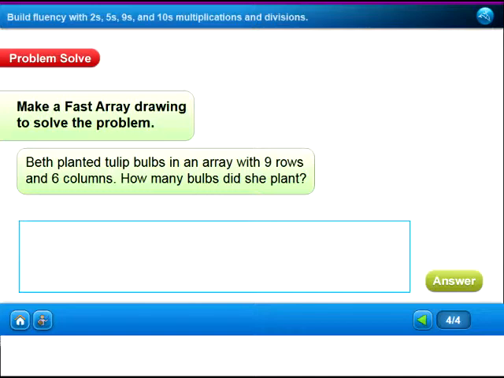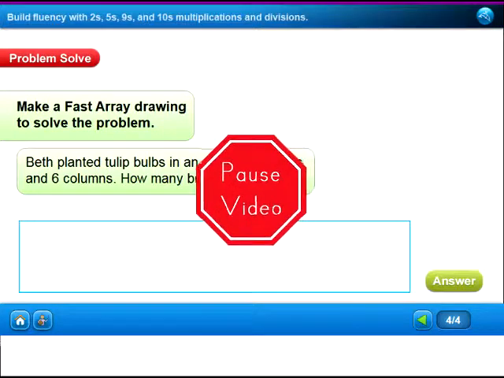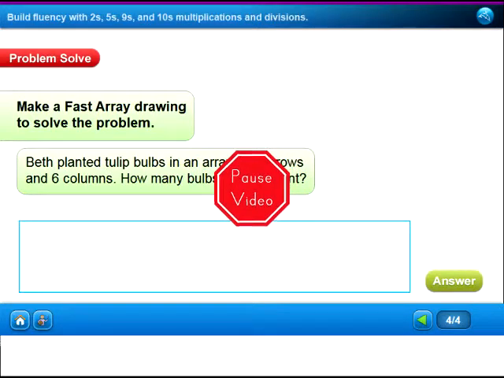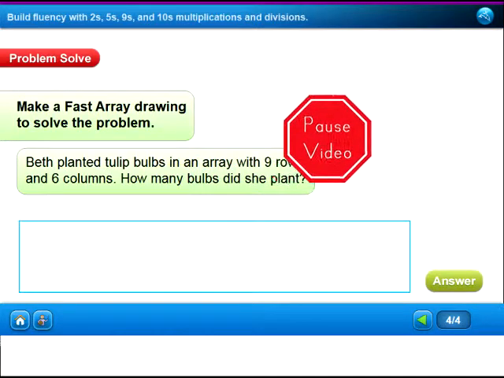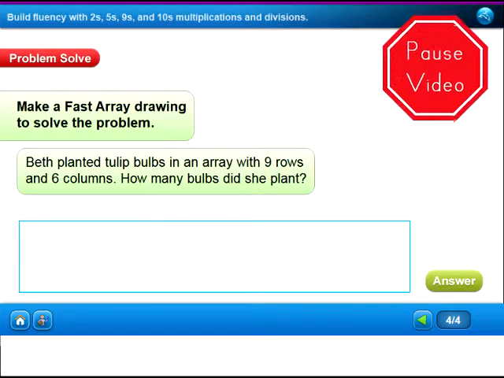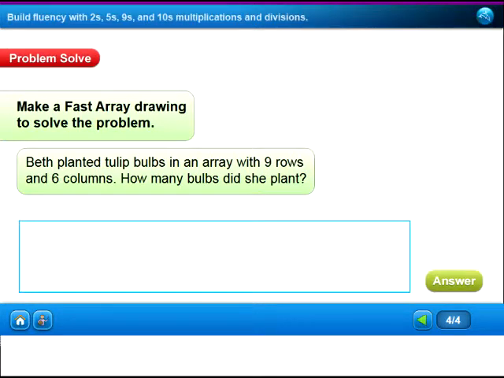This time with 9 rows, Beth planted tulip bulbs in an array with 9 rows and 6 columns. You don't have to do all 9 rows and 6 columns, just make it into a fast array. You can also make it cute because it is a bulb and that's part of a flower, a tulip. So this is problem number 4.